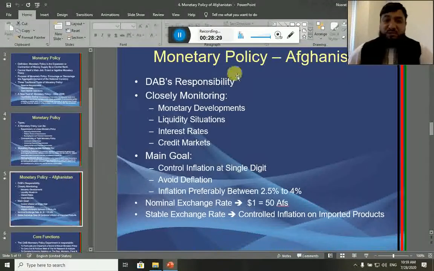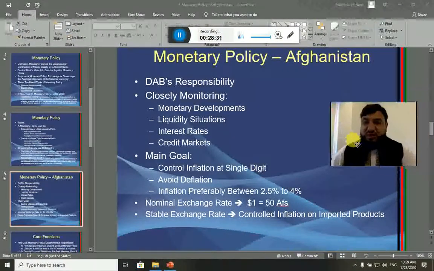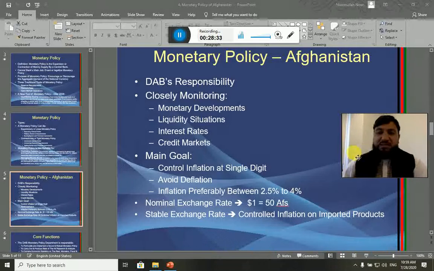Now let's talk about the monetary policy of Afghanistan. As I discussed earlier, the entity responsible for the preparation and implementation of monetary policy in Afghanistan is the central bank, which is called the Afghanistan Bank. The main purpose of this is closely monitoring monetary developments, liquidity situations, interest rates, and credit markets.